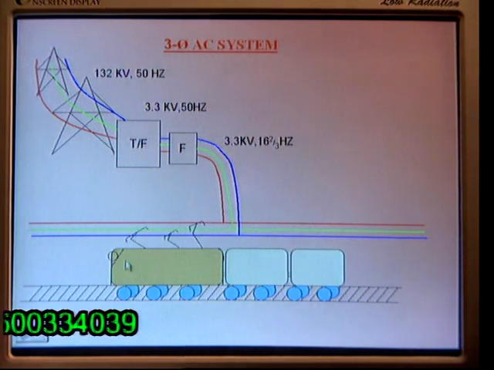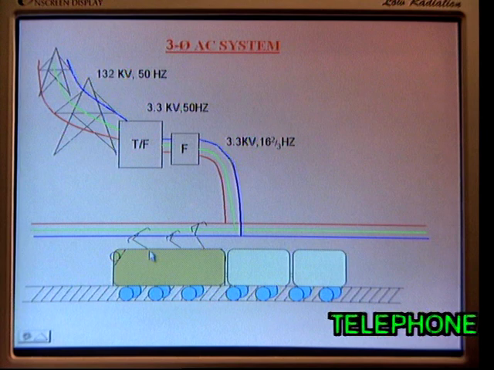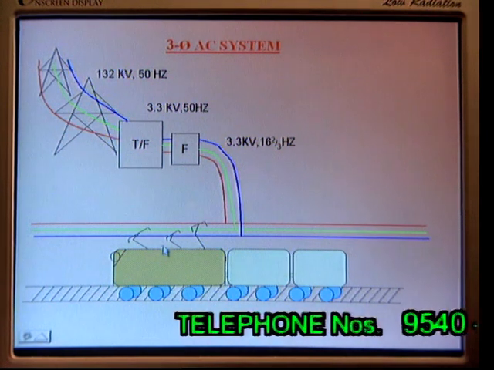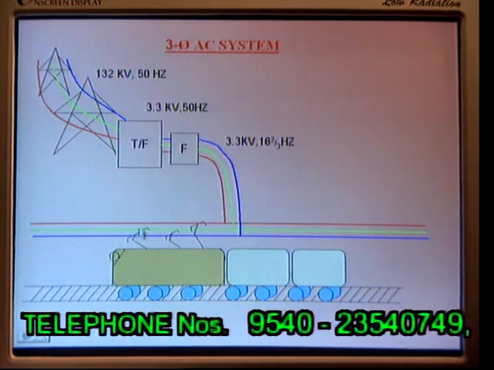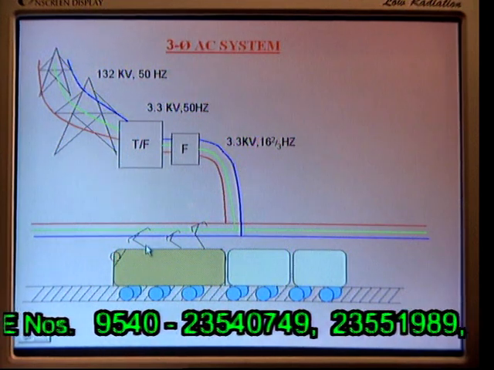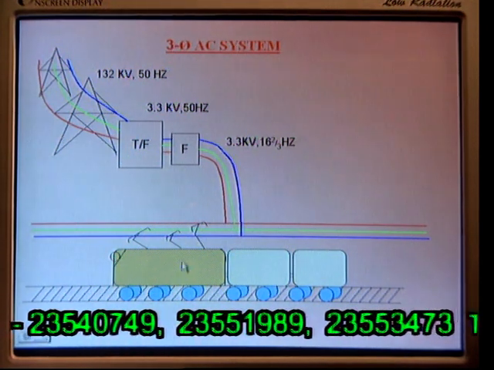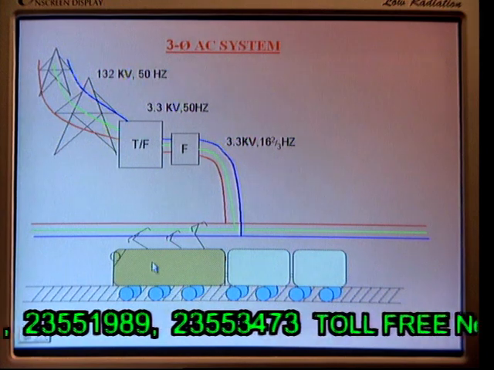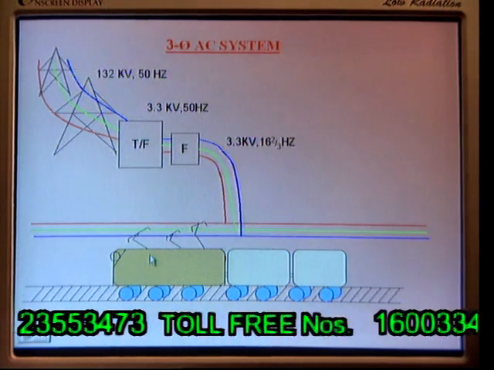So, here is a train. For clarity I have shown 3 pantographs, but instead of this, only one pantograph with insulation is used to collect the 3-phase supply, and this 3-phase supply is given to the traction motor, a 3-phase induction motor, through a control circuit.